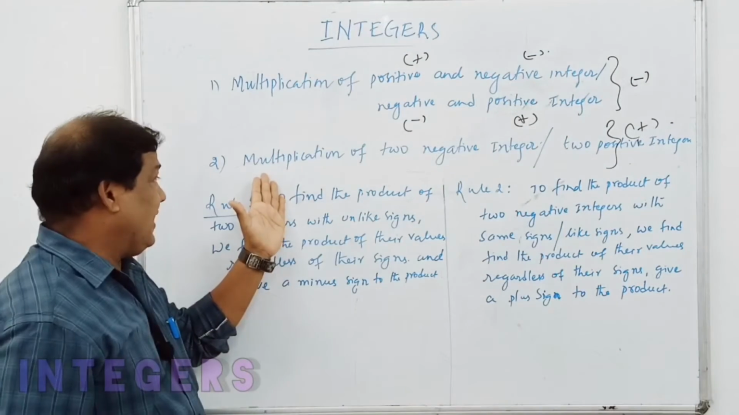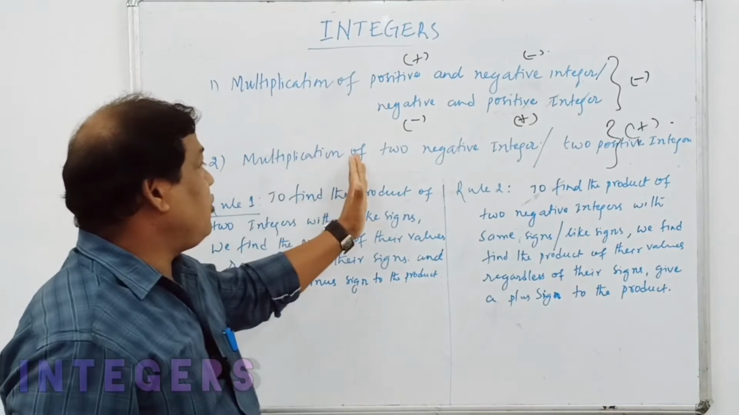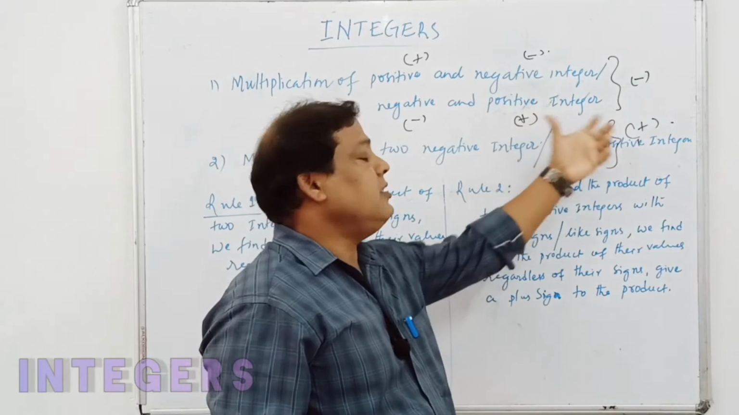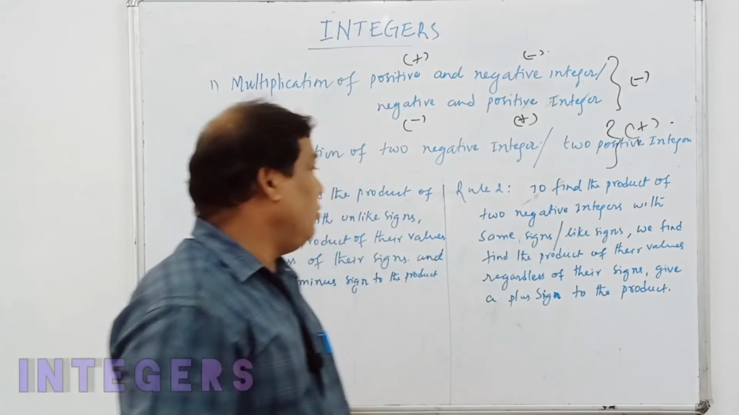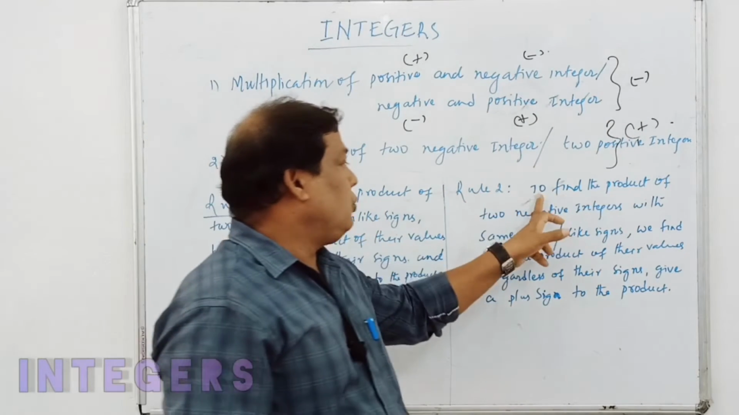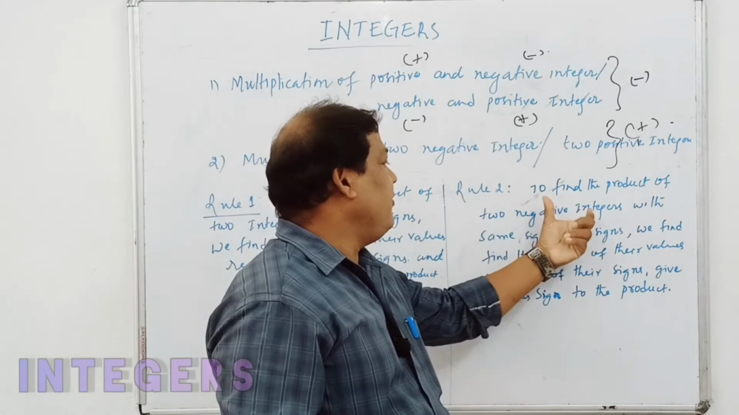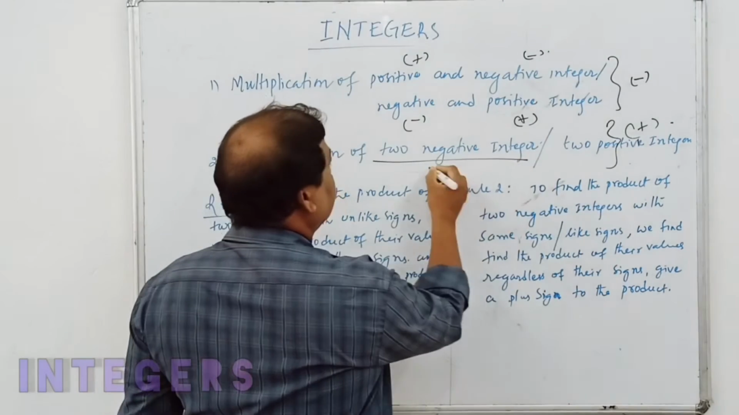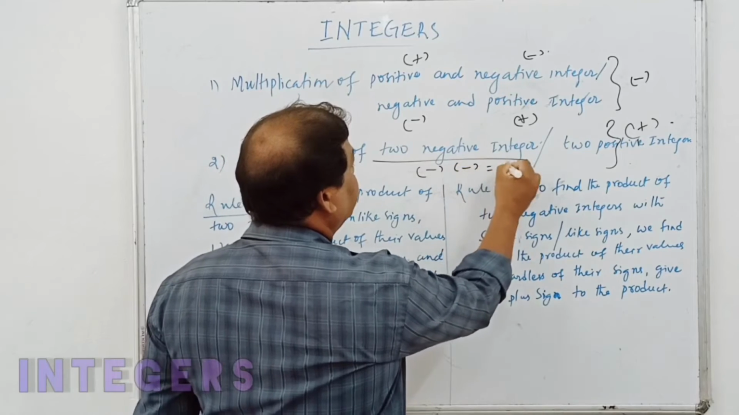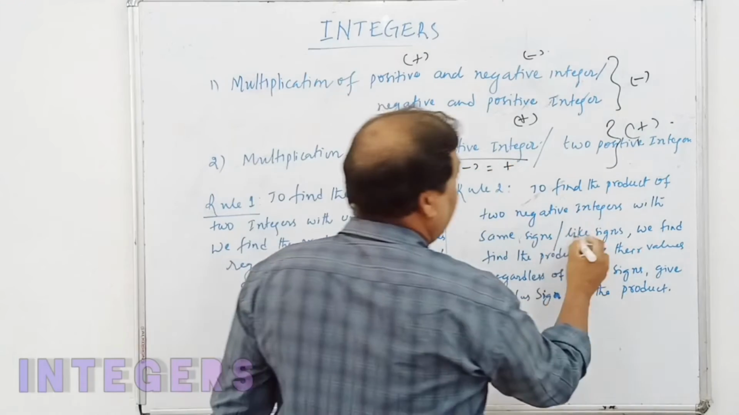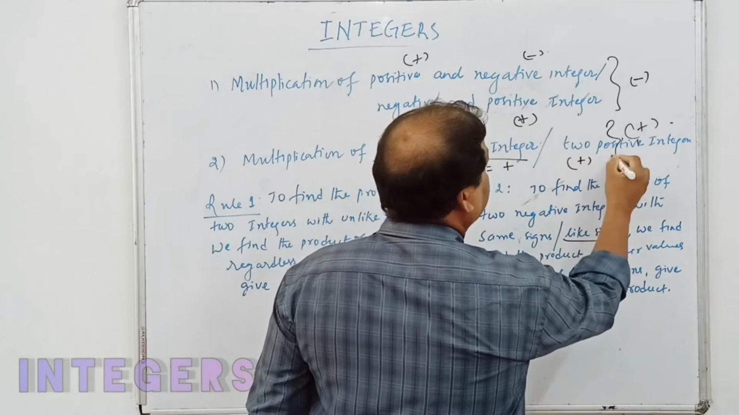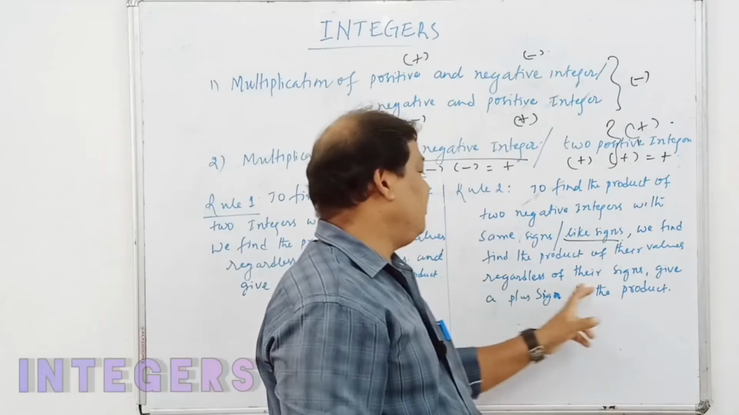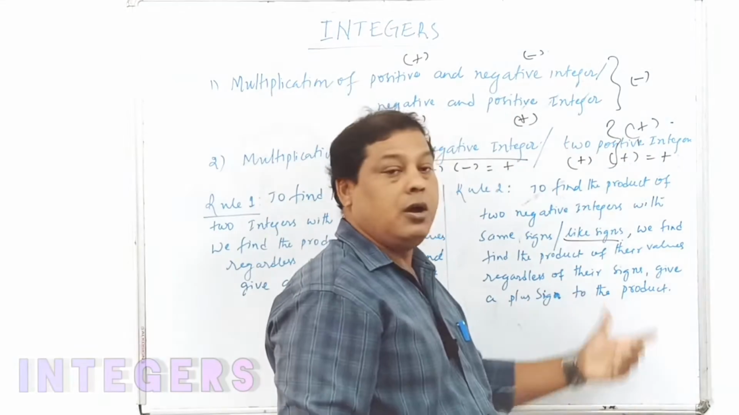Now the second condition: multiplication of two negative integers or two positive integers gives a positive integer. So that is rule number 2: to find the product of two integers with the same signs. Negative times negative gives positive, and positive times positive gives positive. So we find the product of the values regardless of their signs and give a plus sign to the product.